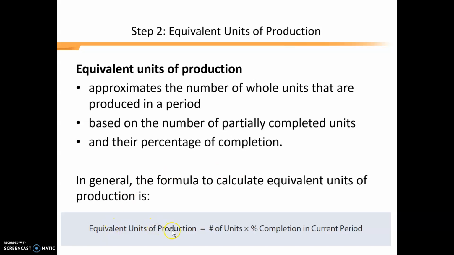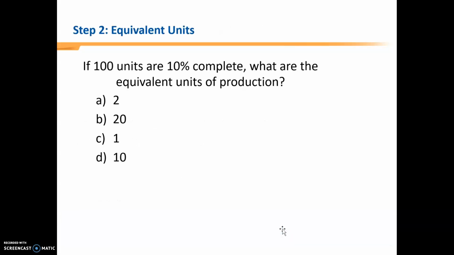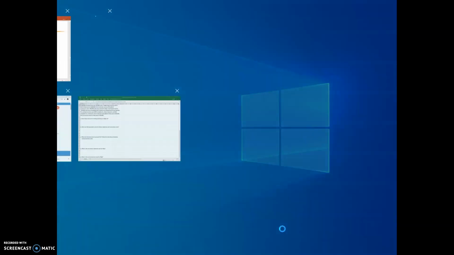So for the equivalent units of production, we take the number of units in ending work in process and multiply it by the percent completion. So let's say we have 100 units that are 10% complete. What are the equivalent units of production? Well, we would go 100 times 10%, right? We'd have to put together 10 partially completed units to make 1 unit, and we'd end up with 10 equivalent units of production.